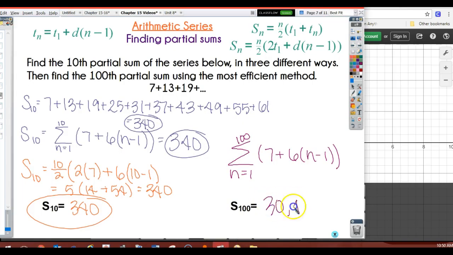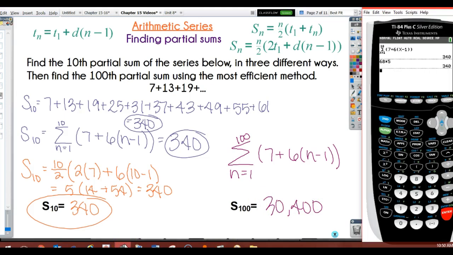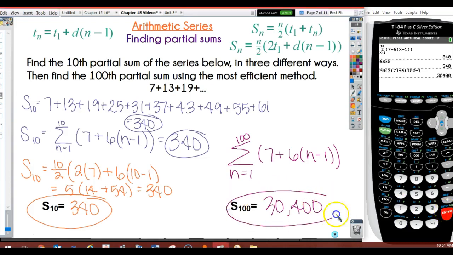We could quickly verify this if we wanted to, using this formula right here. We could take 100 divided by 2, which is 50, times 2 times our first term, which is still 7, and then add that to our common difference, which is still 6, times 100 minus 1. Looks like I got an extra 0 there. And so we end up getting the same answer, so we are done.